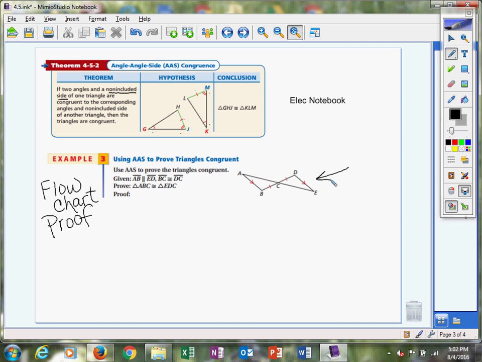Okay, so let's go ahead and get started with our flow chart. Let's do a bubble right here. Okay, and we'll put in it that AB is parallel to ED, and we'll put underneath it that that's given. Now that's going to help us out in a couple of different ways, because those parallel lines are going to help us establish some angles that are equal, okay?